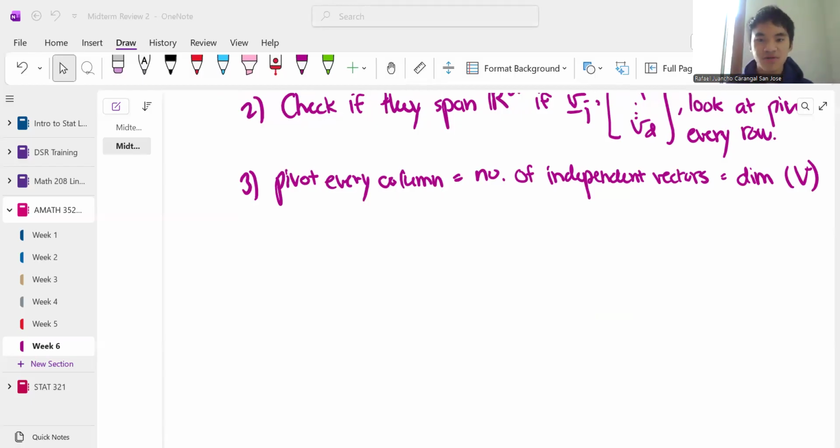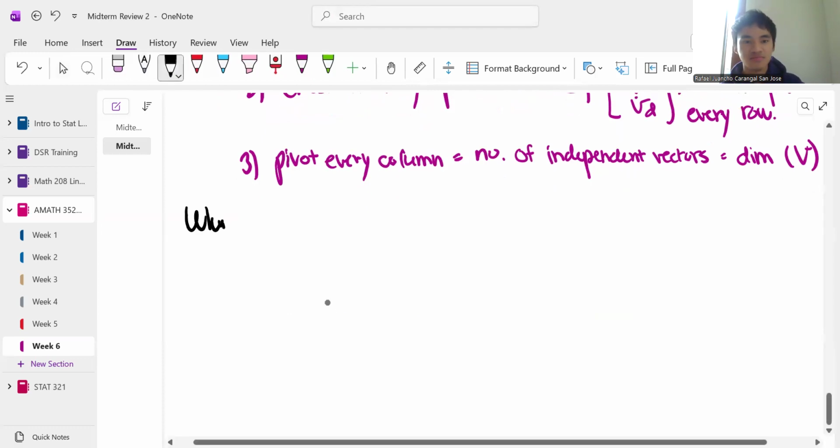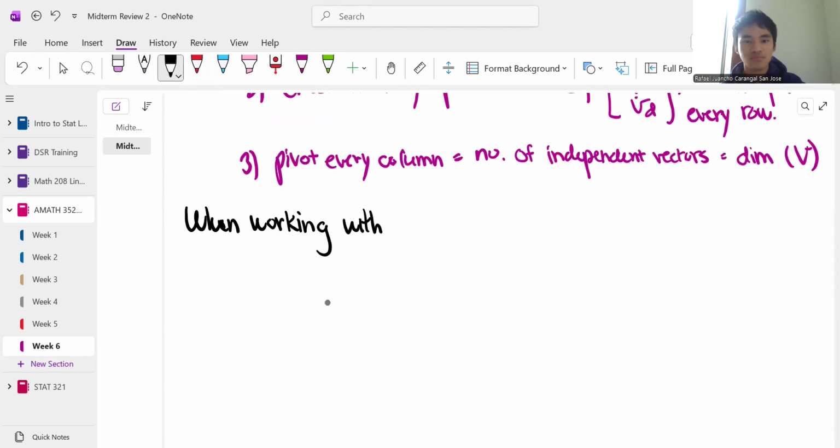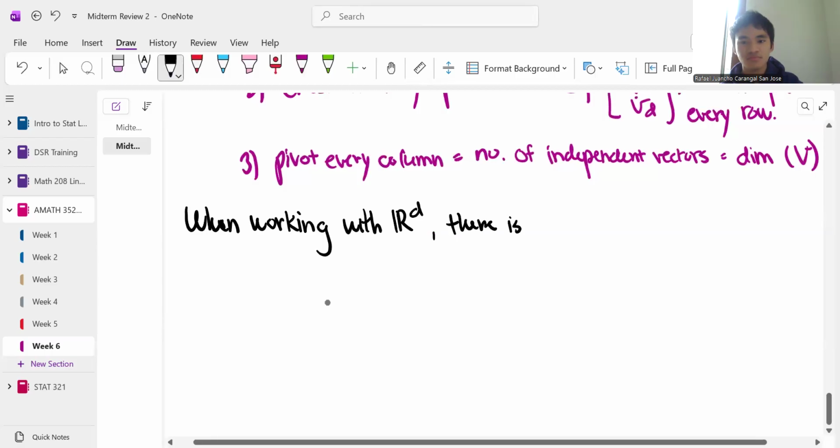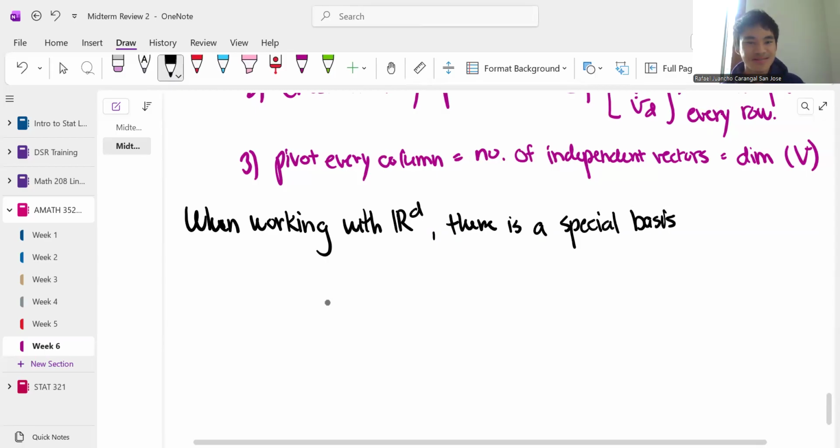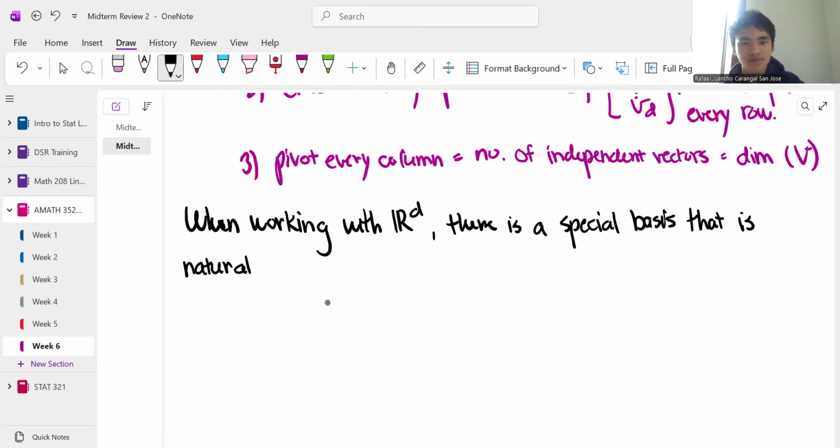When working with Rd, there is very often a special basis that is natural and useful. So let me just put that out here. When we're working with Rd, there's a special basis. I think we know what that is. We just haven't seen it in this form yet. That is natural and useful.